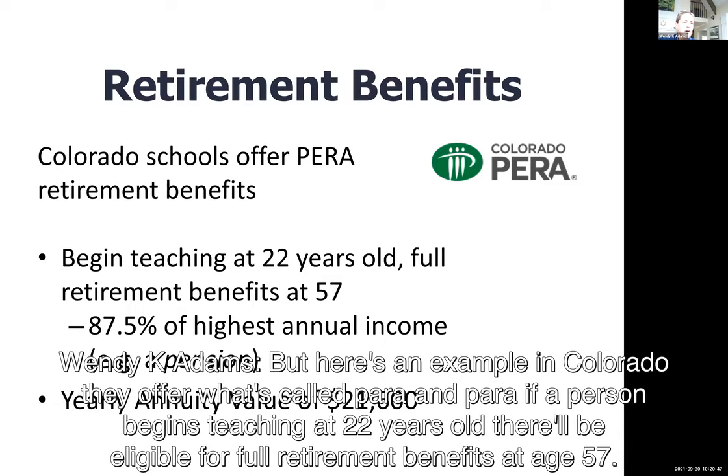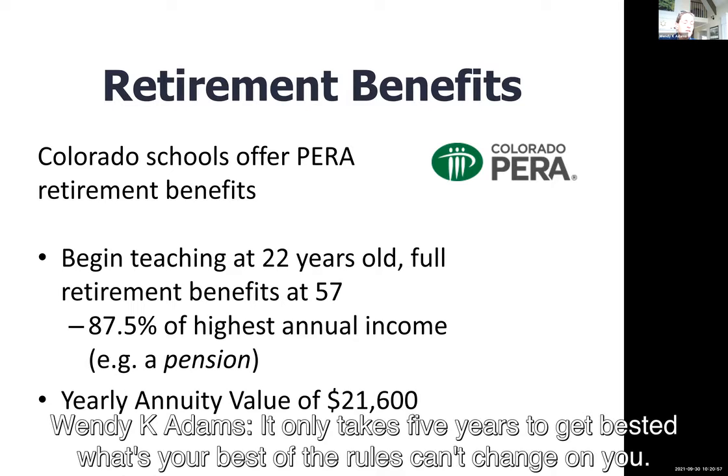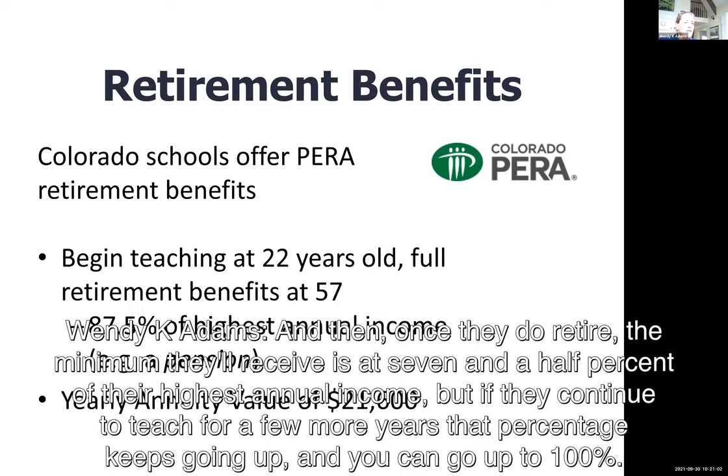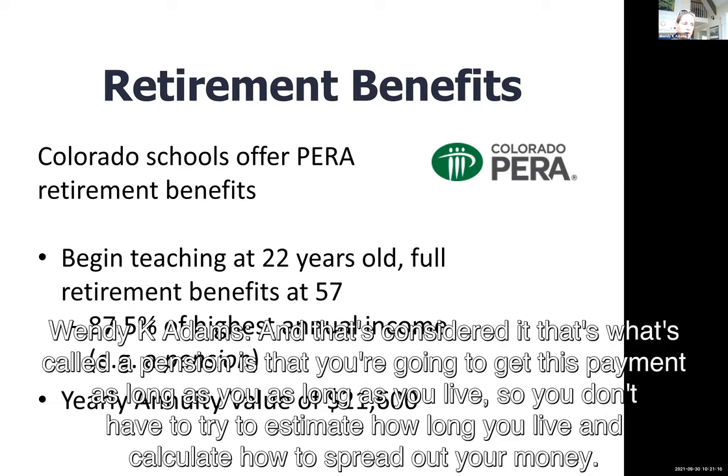But here's an example. In Colorado, they offer what's called PERA. And with PERA, if a person begins teaching at 22 years old, they'll be eligible for full retirement benefits at age 57. It only takes 5 years to get vested. Once you're vested, the rules can't change on you. And once they do retire, the minimum they'll receive is 87.5% of their highest annual income. But if they continue to teach for a few more years, that percentage keeps going up and you can go up to 100%.